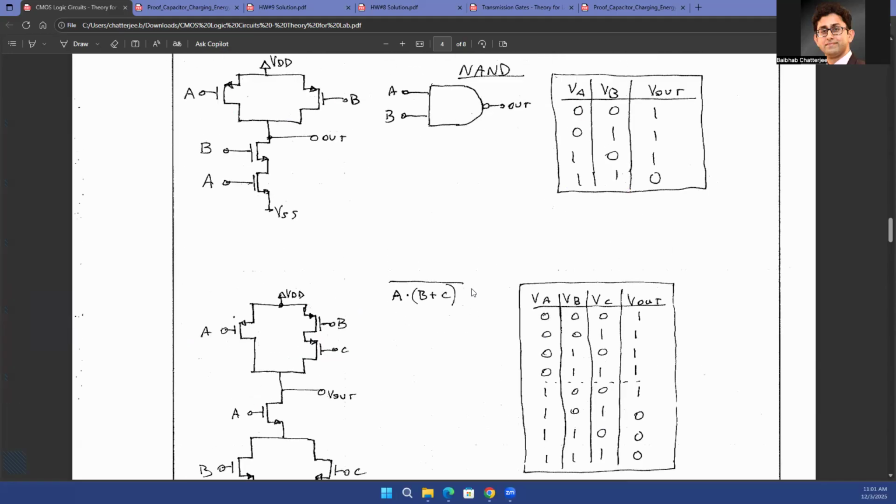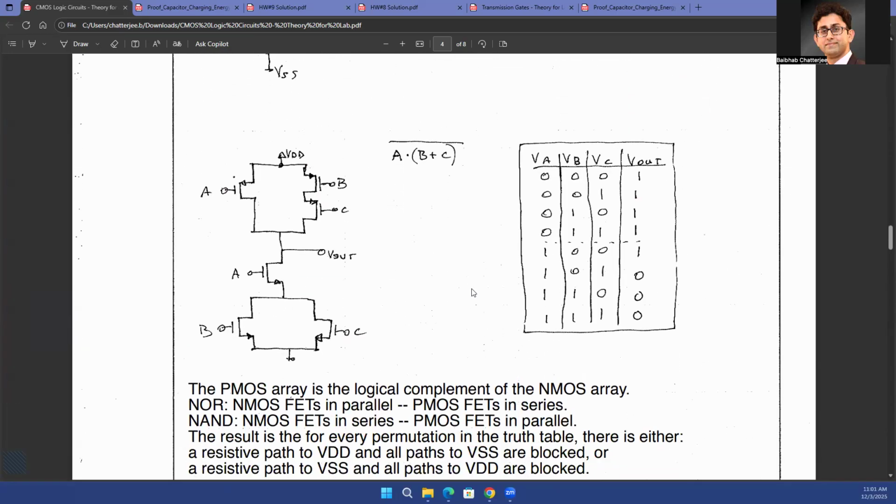All right, so that's how you implement a NAND gate. How do you implement any arbitrary logic? So let's say I have a logic which says that I want my output to be A ANDed with B or C, and then everything needs to be complemented. So A ANDed with B or C, and then a complement of the entire thing.